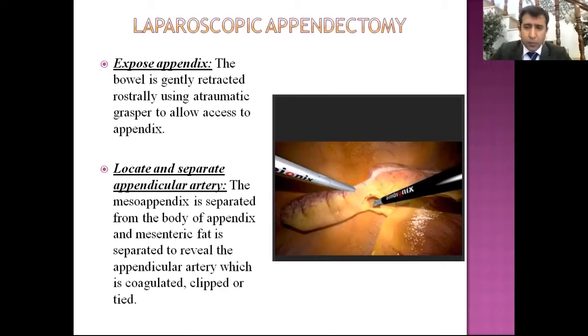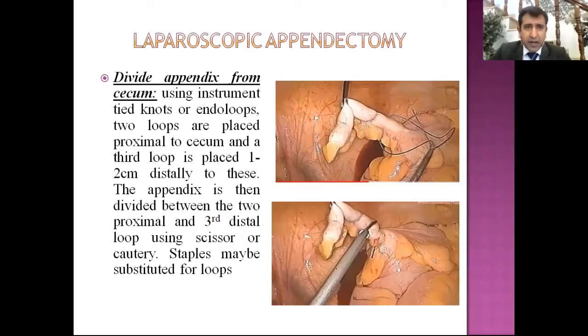Monopolar coagulation. When the appendix is free, then you can tighten the base and divide the appendix from the cecum. Using instruments, you can place an extracorporeal loop or an intracorporeal loop. So it all depends upon your skill. You can place a pre-tied loop, available in the market. Two loops are placed proximally towards the cecum, at the base of the appendix, and one loop is placed 1 to 2 centimeters distal to the base. The appendix is divided between the proximal and distal loops using scissors.